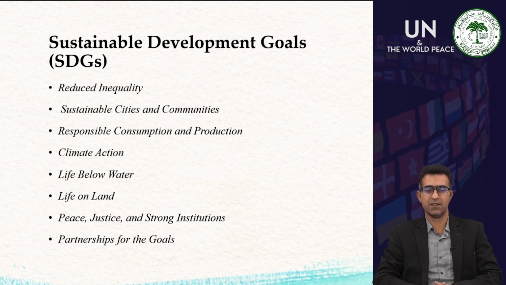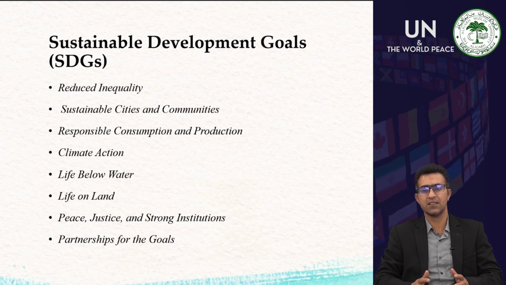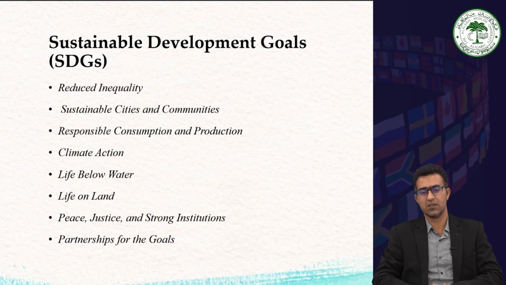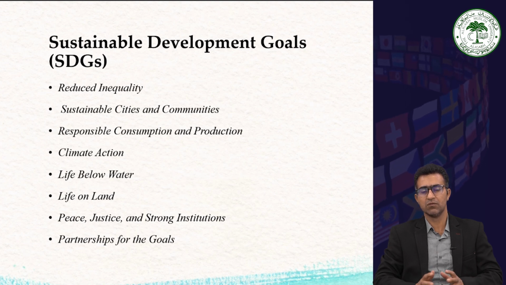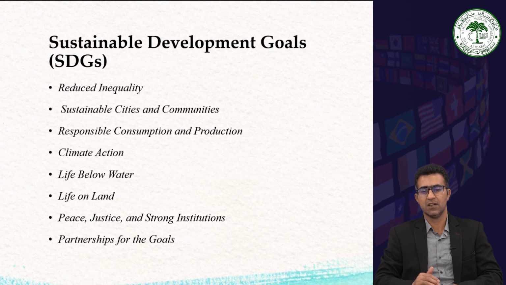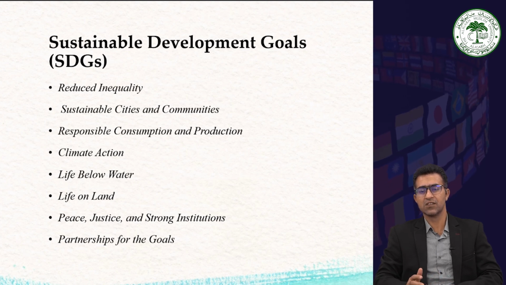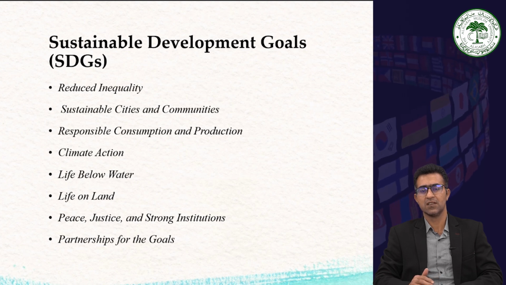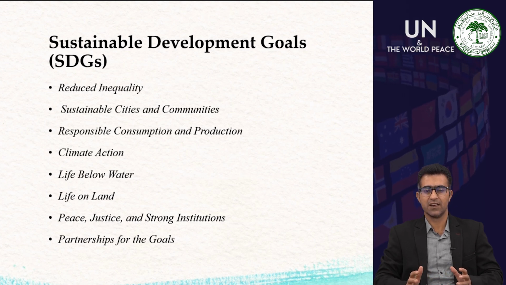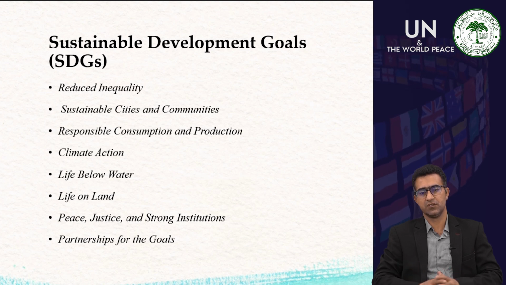Sustainably manage forests, combat desertification, and halt and reverse land degradation and halt biodiversity loss. So, target is to halt deforestation, restore degraded forests, combat desertification, and restore degraded land and soil. So, take urgent action to end poaching and trafficking of protected species.